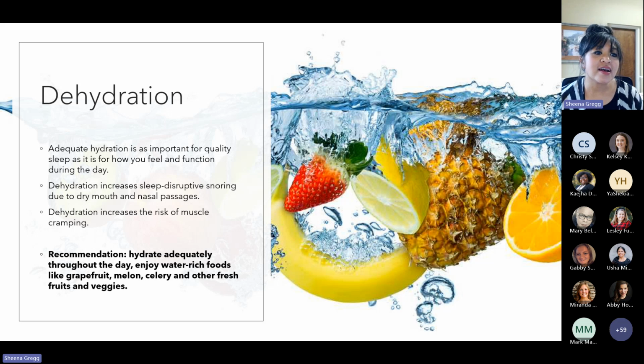It also, when we think about dehydration, is going to increase sleep-disruptive snoring due to dry mouth and nasal passages. Maybe you've been that person, maybe you've been in the same bedroom with that person. And it can also, again, increase the risk of muscle cramping. And so, if we're having muscle cramping in the middle of the night, that could wake us up. So, my recommendation would be making sure we are staying adequately hydrated. We're drinking water throughout the day, but also eating water-rich foods.